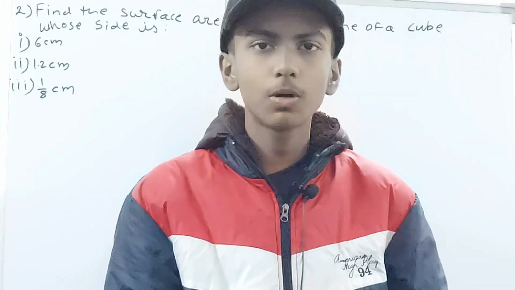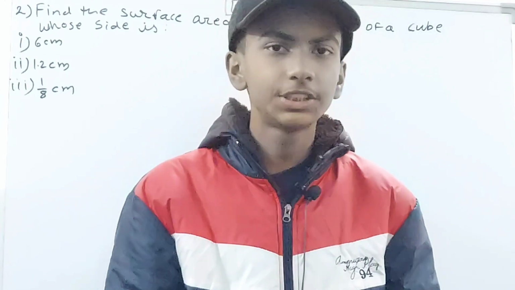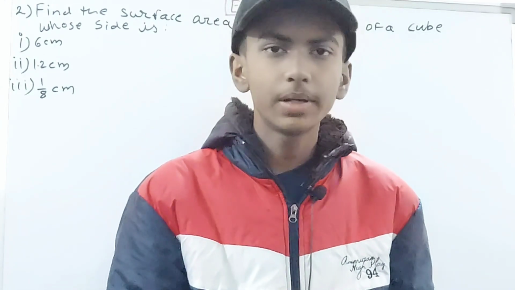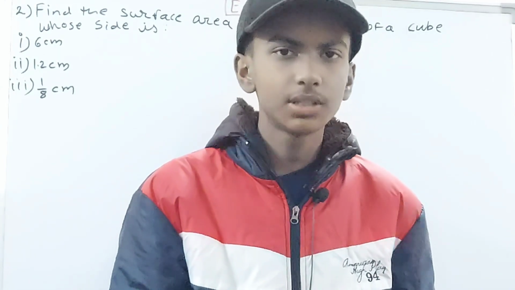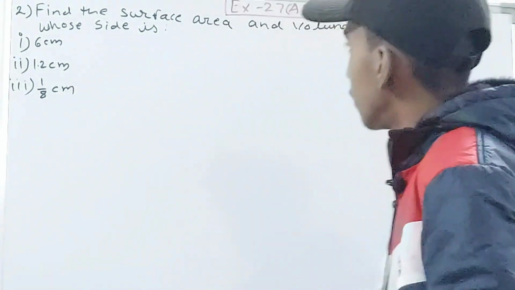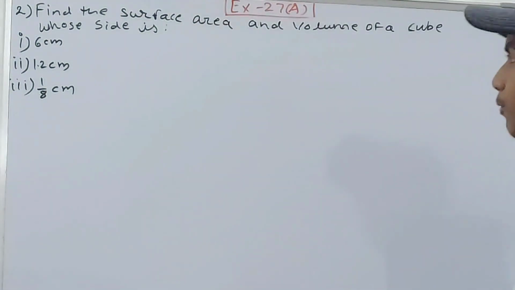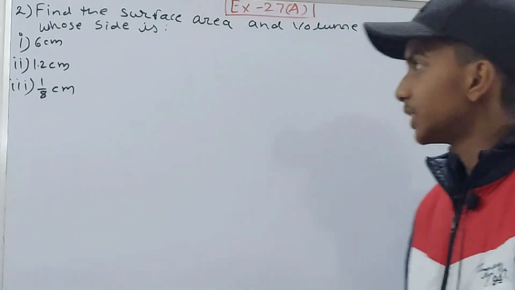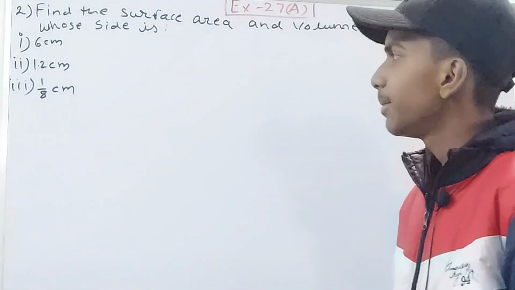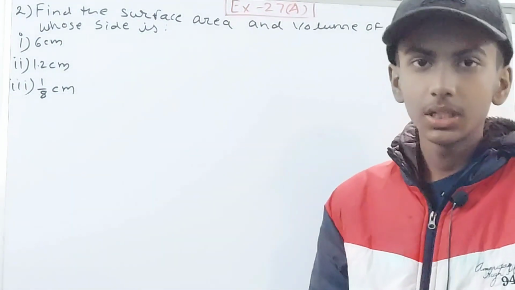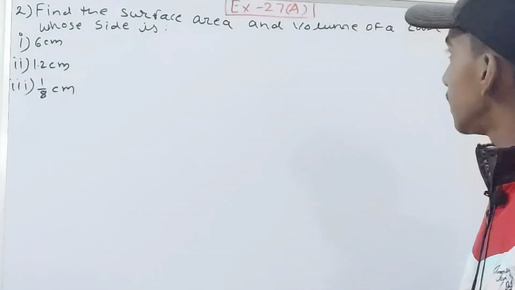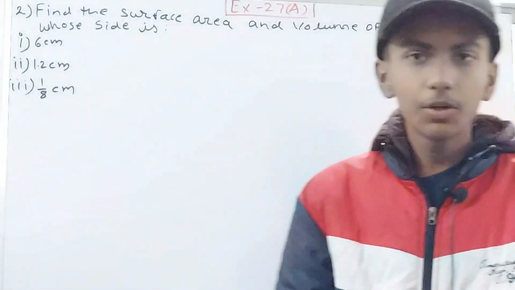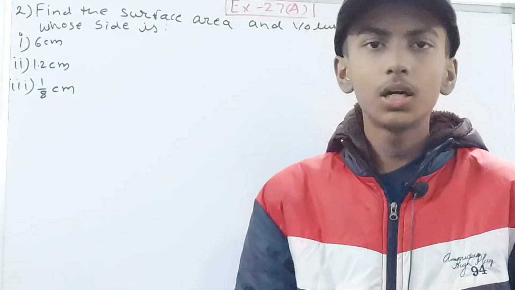In this video we are going to solve ICSE Mathematics Class 8 Chapter 27 Volume and Area of Solids, Exercise 27A, Question number 2. Find the surface area and volume of a cube whose side is 6 centimeters, 1.2 centimeters and 1 by 8 centimeters. So we have to find the surface area and volume. This time we don't have a cuboid but we have a cube.